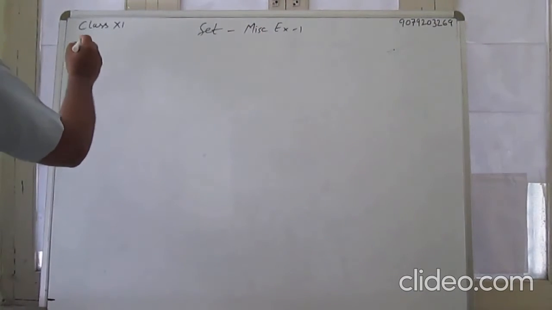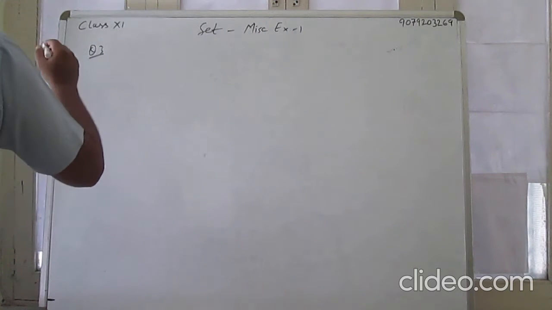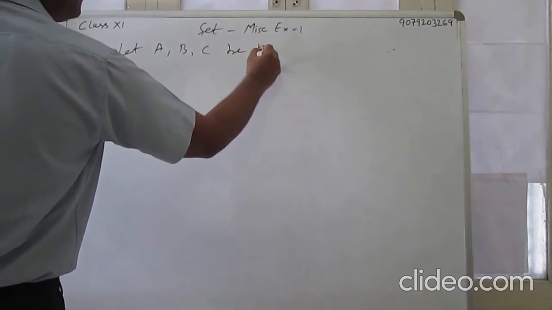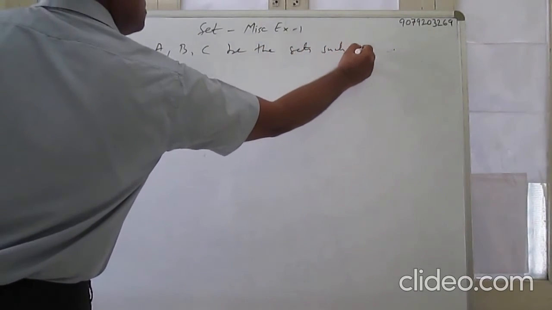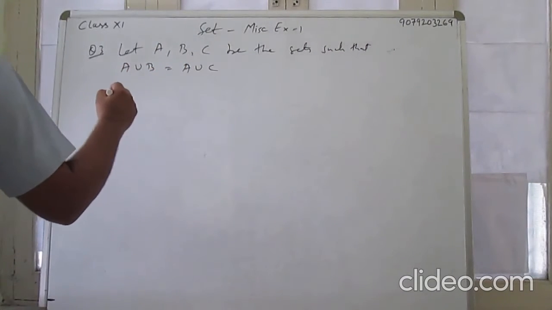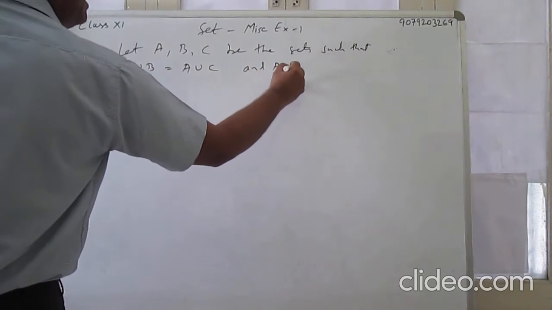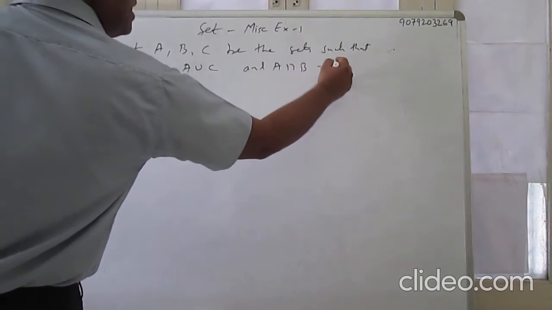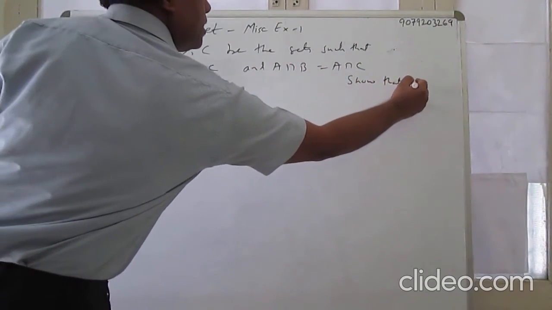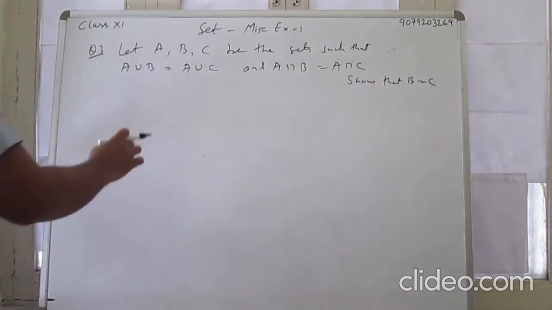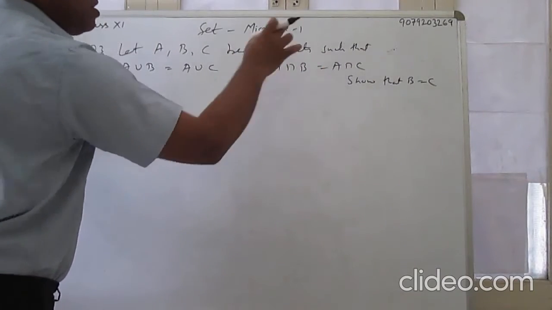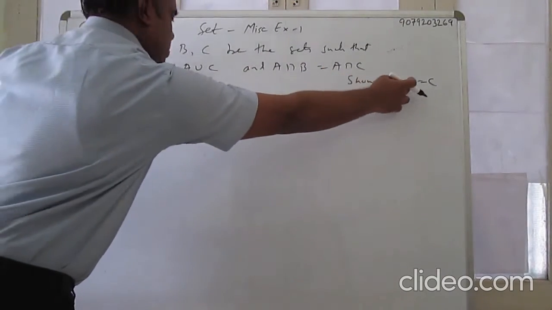Set miscellaneous exercise 1, question 3rd. Let A, B, C be the sets such that A union B is equal to A union C and A intersection B is equal to A intersection C, so that B is equal to C. Prove करना है B is equal to C.